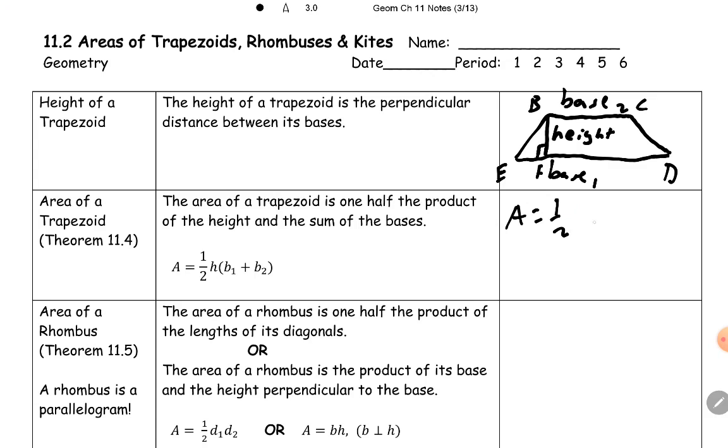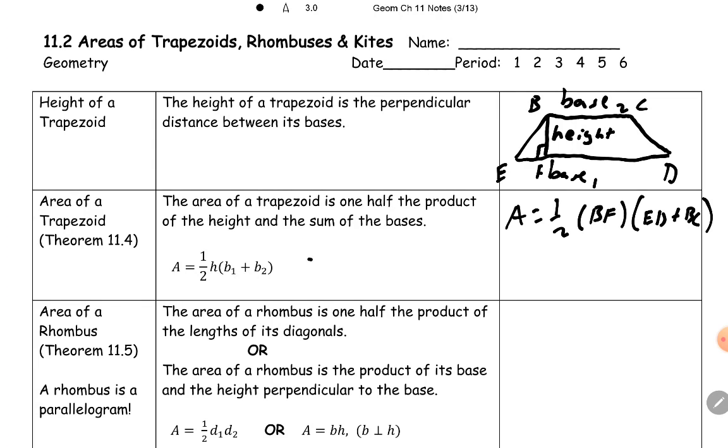So that would be 1/2 the height. So in this case, it would be BF times the quantity base 1, which is ED, plus base 2, BC. So you add your bases together, you take half, and then times it by the height.